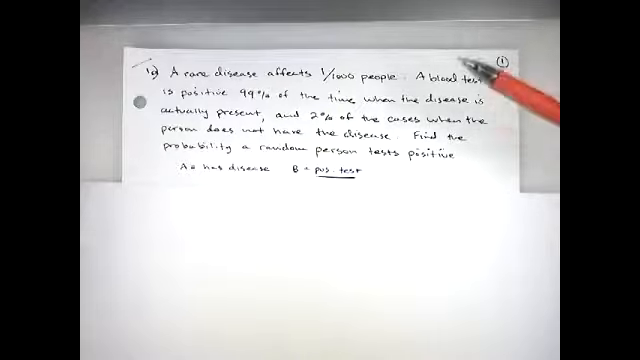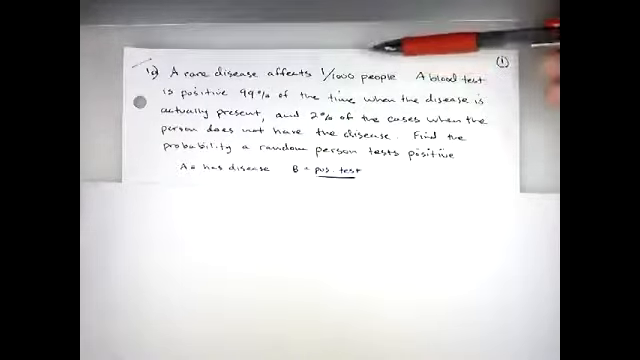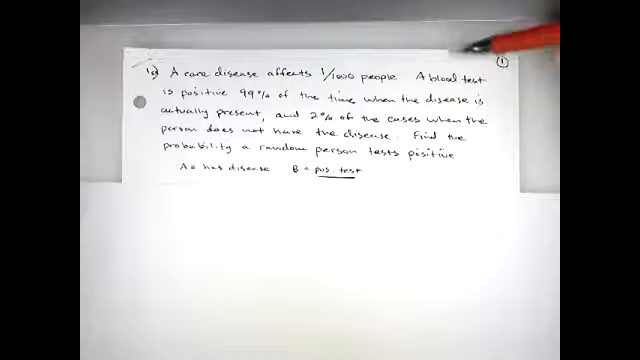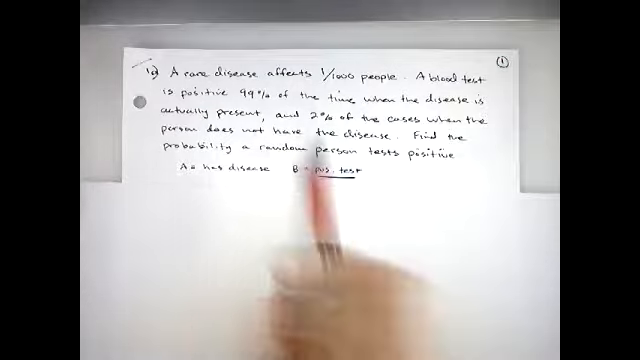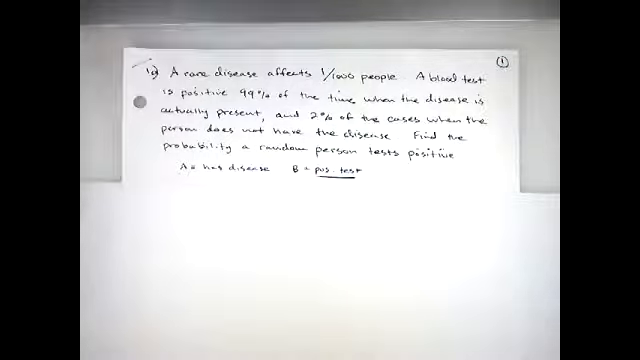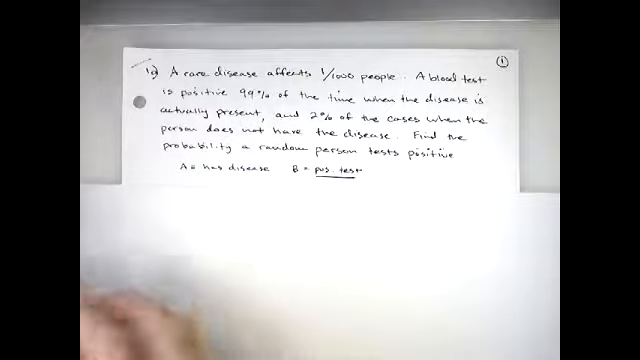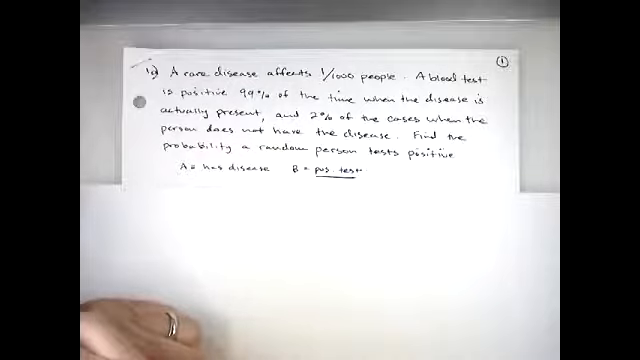So let's say we have a rare disease that affects 1 out of 1,000 people. I think the previous one was 1 out of 250, so this is even more rare. A blood test is positive 99% of the time when the disease is actually present. So that's a really good number, right? That means 99% of the time, if the person has the disease, the blood test is going to correctly identify it. So that seems pretty good.